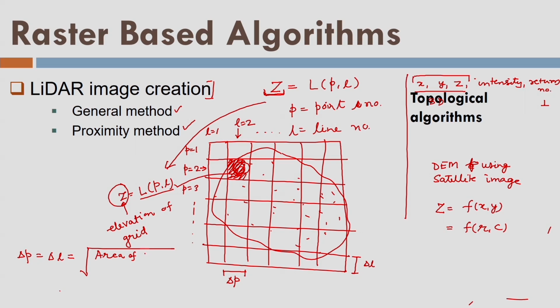area of interest divided by number of lidar points. I have calculated the delta p value and delta L value, and then I have developed this grid and overlaid on the given lidar data.